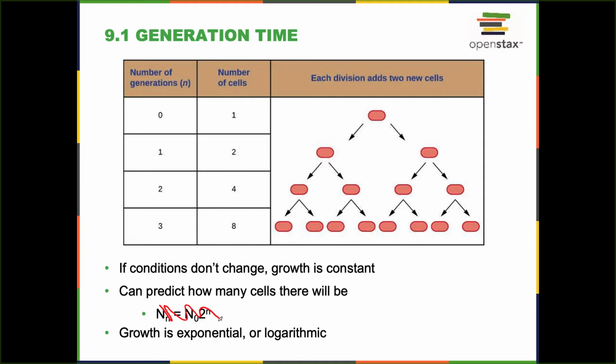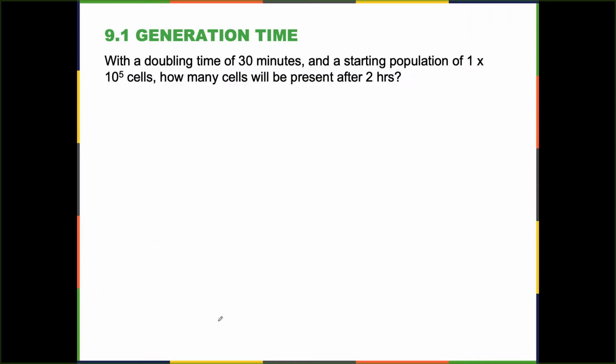Okay, I warned you. Here comes the math. This is a very standard type of question. We have a defined doubling time of 30 minutes, a starting population of 1 times 10 to the 5 cells. How many cells will be present after 2 hours?